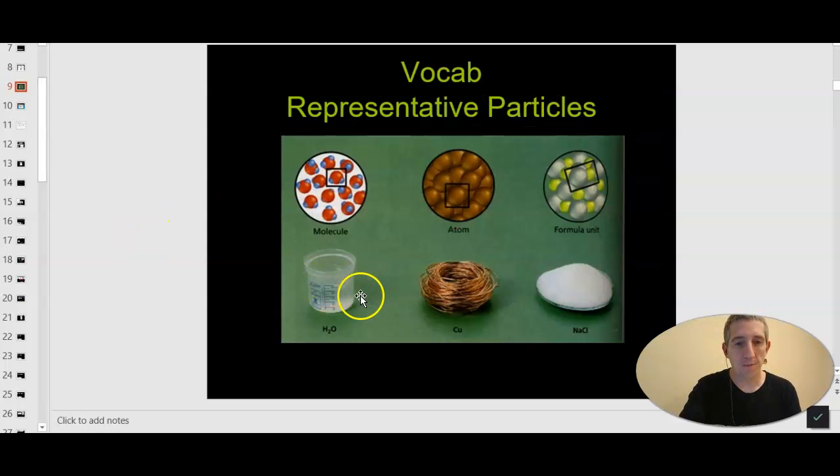So here's water. Down at that submicroscopic level, you can break it apart molecule by molecule. Here's copper, metal from the periodic table. If I were to zoom in at the submicroscopic level, I'd get just atoms. And then here's a pile of salt. Again, if I zoom in, this is actually what a crystal lattice looks like. It looks like a cube with a whole bunch of sodiums, a whole bunch of chloride ions attracted to each other because opposites attract. But that fundamental unit of NaCl is called a formula unit.